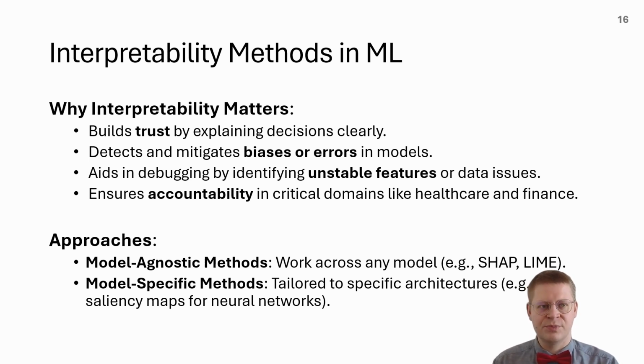LIME, or local interpretable model agnostic explanations, builds a simpler interpretable model around a single data point to explain why the original complex model made a specific prediction. It changes the input features and observes how predictions change.